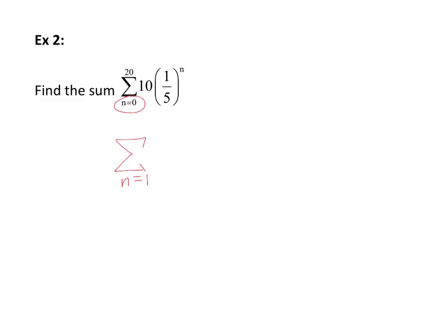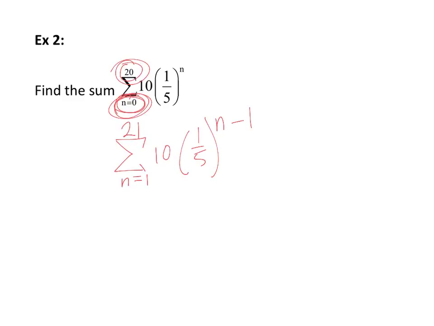So if I start off at 1, there still needs to be 21 terms. If I go from 1 to 20, that's 20 terms. But if I go from 0 to 20, that's 21 terms. So I'm going to move this one up 1. I'm also going to move this one up 1. So I'm still working through the same amount of terms. Now here I have 10. Then I have 1/5, and then with the n, I'm going to subtract 1 from that.